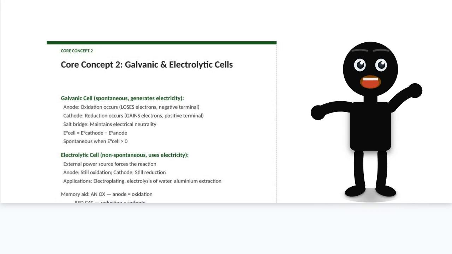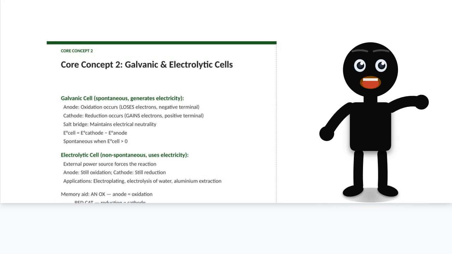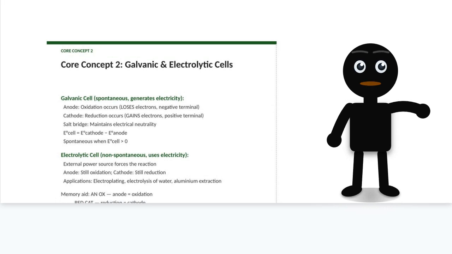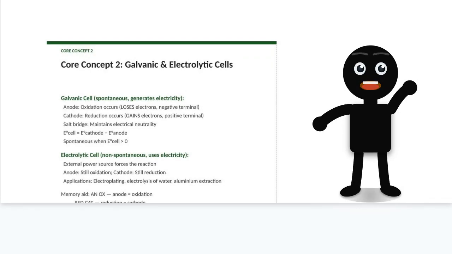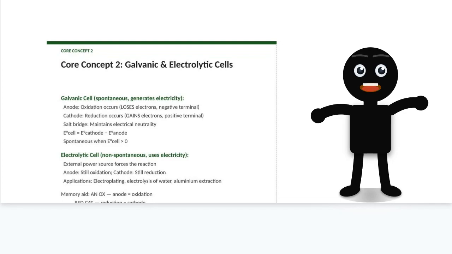An electrolytic cell is the reverse. You supply electrical energy to drive a non-spontaneous reaction. Electroplating, anodizing, and industrial production of aluminium from molten alumina all use electrolytic cells. Remember, in both types of cell, oxidation always happens at the anode and reduction always happens at the cathode.